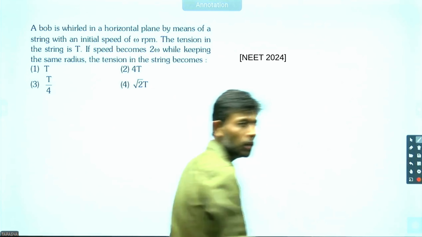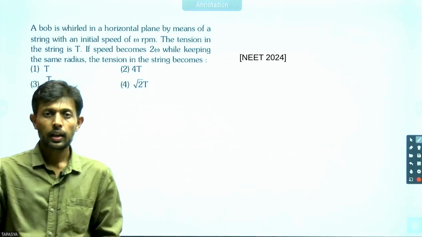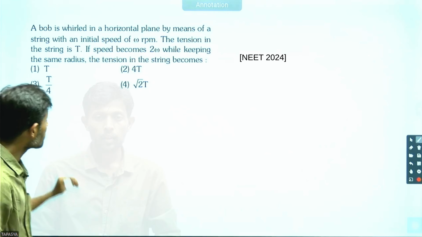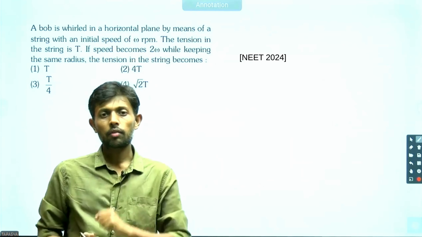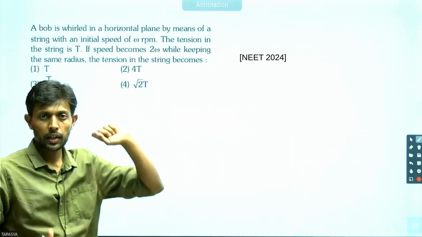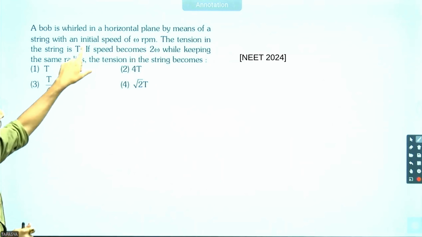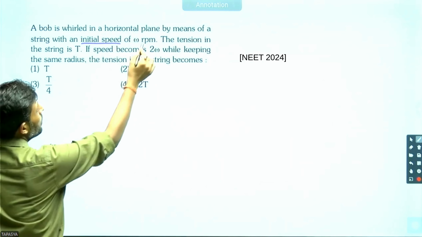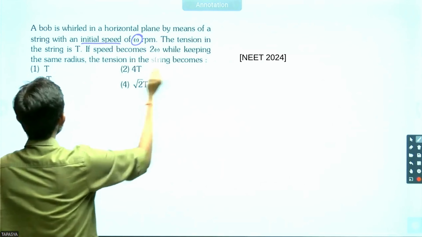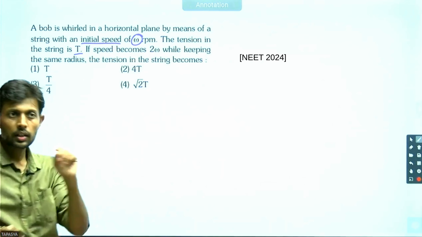So pause this video, take a look at the question, and try to solve it first, and then look at the solution. Okay, so let's solve this question now. This question says a bob is whirled in a horizontal plane by means of a thread with an initial speed omega revolutions per minute. Initially, the tension in the string is T.